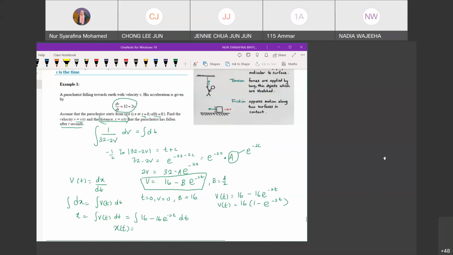And apply the same condition from rest: t equals 0, v equals 0, which means that x also equals 0. So you have the condition x is 0 when t is 0. So c equals negative 8 and you have your x equals 16t plus 8 exponent minus 2t minus 8. Okay, this is how you solve. Any question? Understand or not?